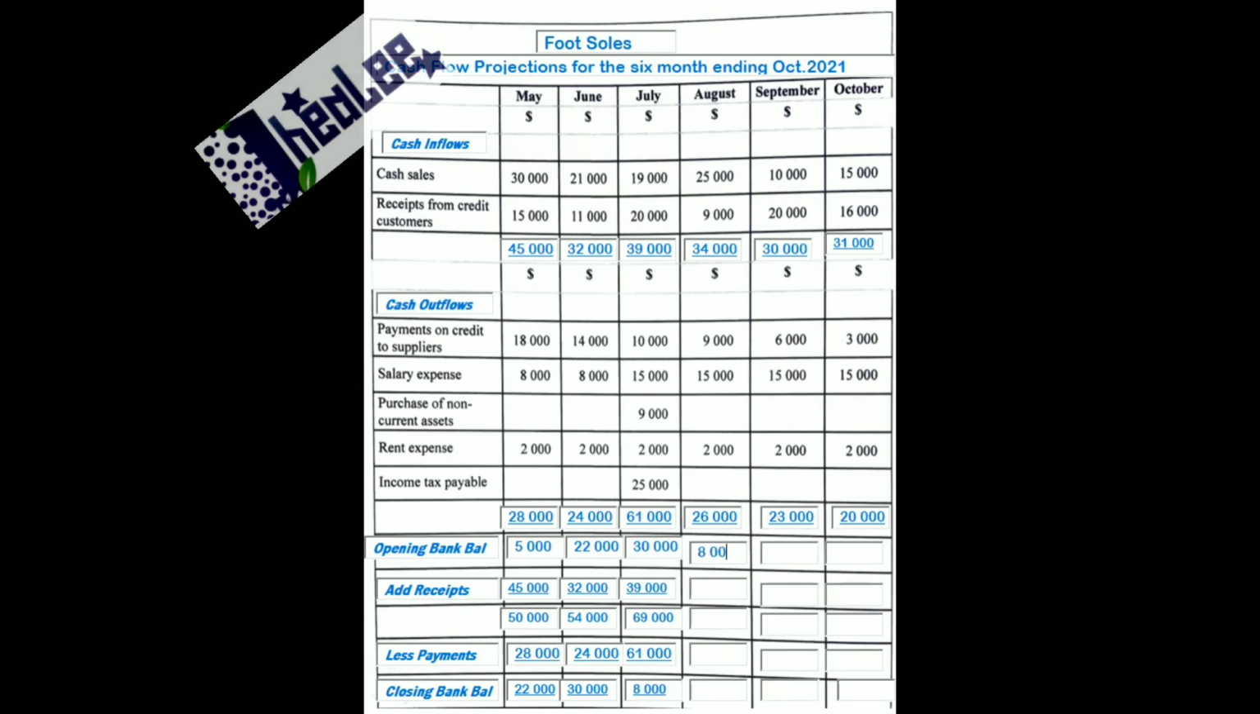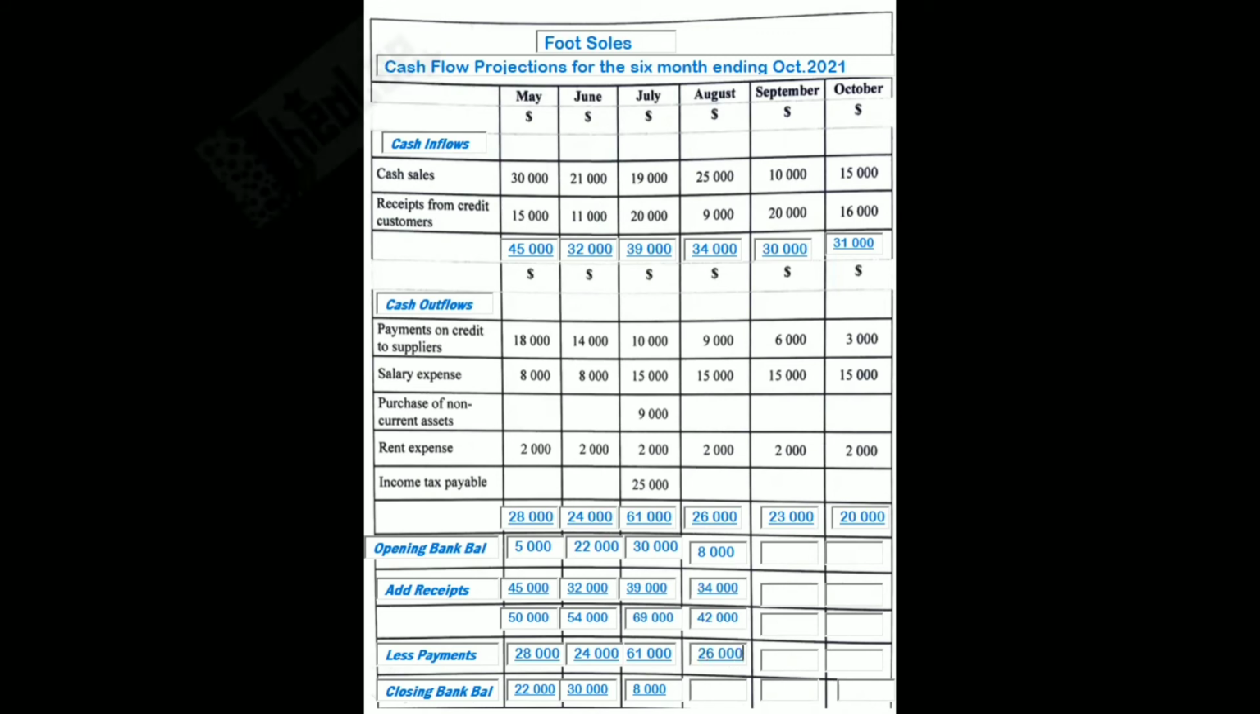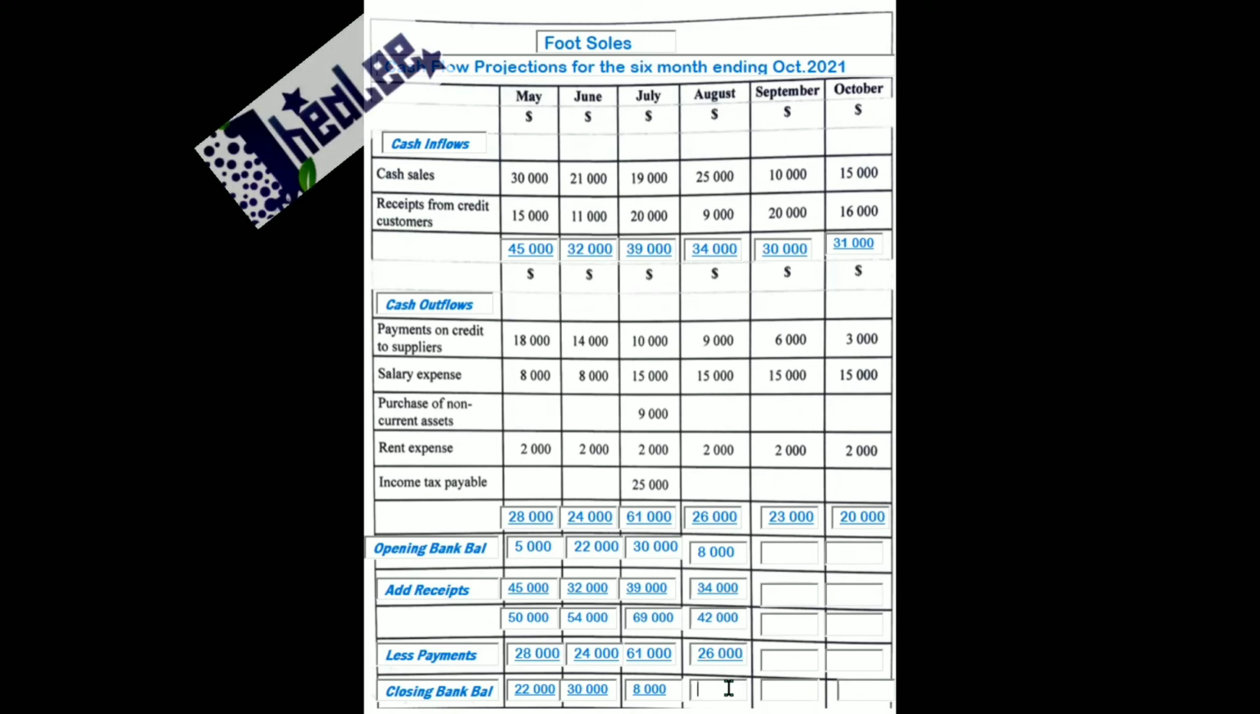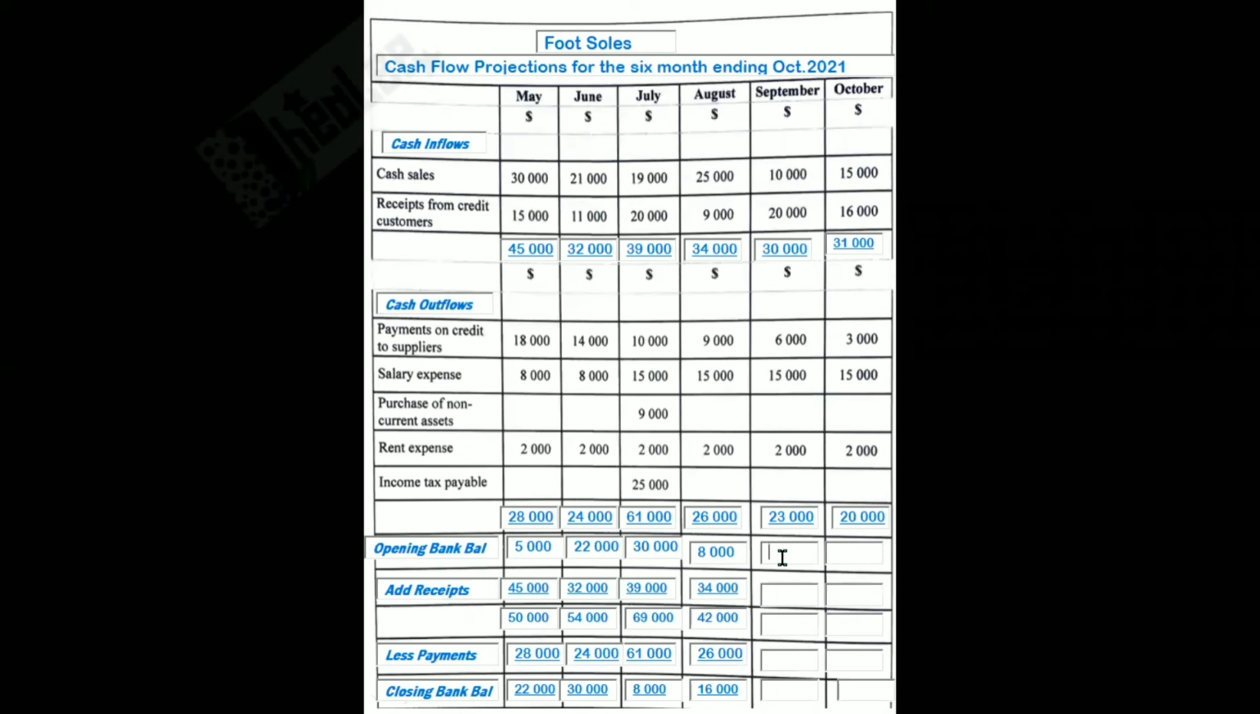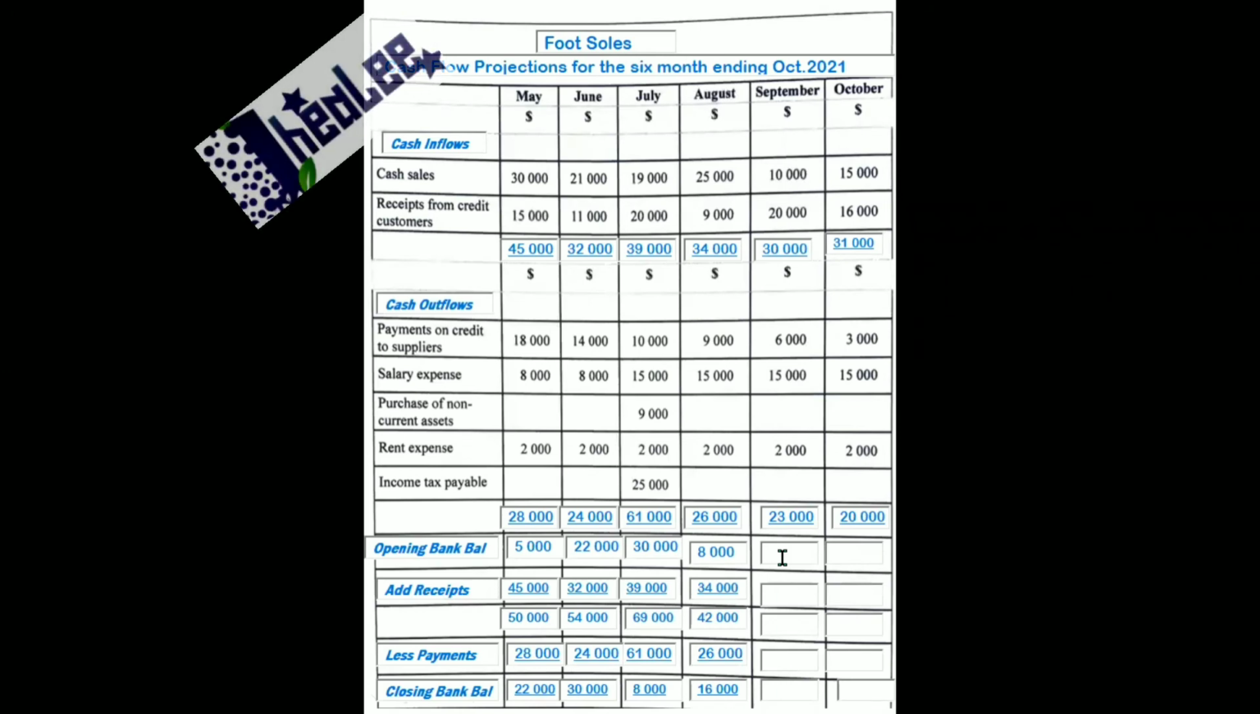So that's 8,000. To that, we add the receipts of 34,000, which gives us a total of $42,000. From that 42,000, we less the payments for that month, which is 26,000. When that is subtracted, we have a closing bank balance of $16,000. Now, this 16,000 becomes the opening bank balance for September.